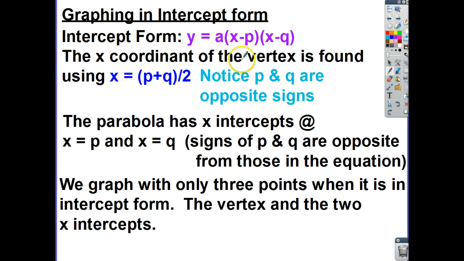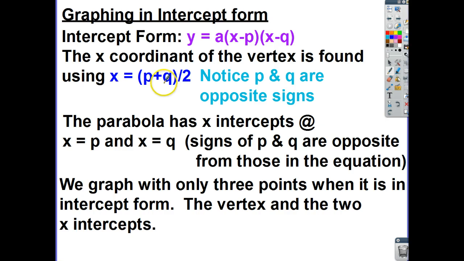All right, the x-coordinate of the vertex when it's in intercept form is found by (p plus q) over 2. Let's note that p and q have opposite signs, just like h in the vertex form. We have minus p up here, but we have positive p in our little formula for the x-coordinate.